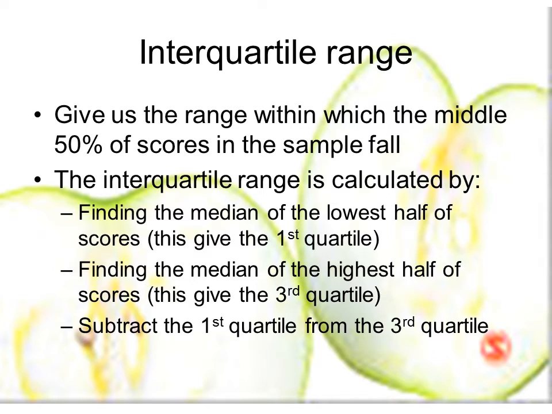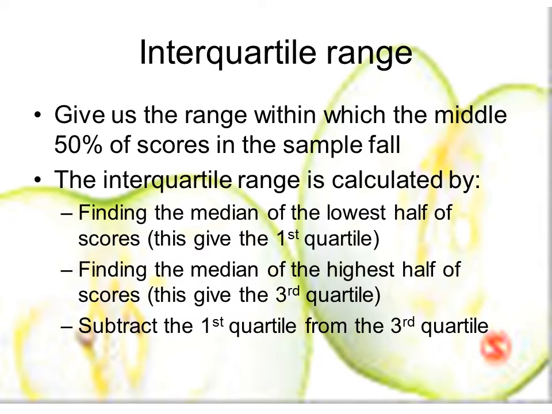Next would be the interquartile range, and once again we're going to look at a range between a few areas. What this does is give us a range within which the middle 50% of the scores in the sample would fall. How we calculate it is we find the median, which we just discussed, of the lowest half of the scores. This would give us our first quartile. Then we would find the median, remembering that the median is the middle, of the highest half of the scores.